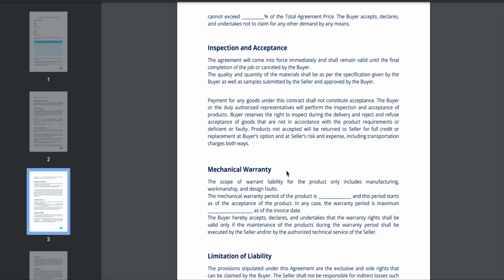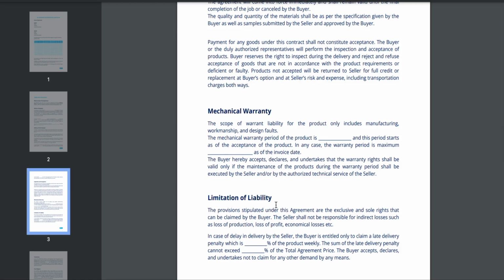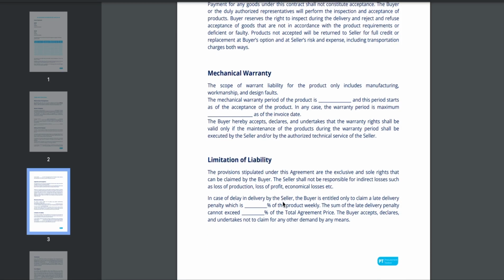Mechanical warranty. This section explains the warranty for the product, including the duration and starting point of the warranty. It also specifies that the buyer must use the seller's authorized technical services for warranty work. Limitations of liability. Here, the contract limits the seller's liability and outlines the buyer's recourse in the case of delivery delays.